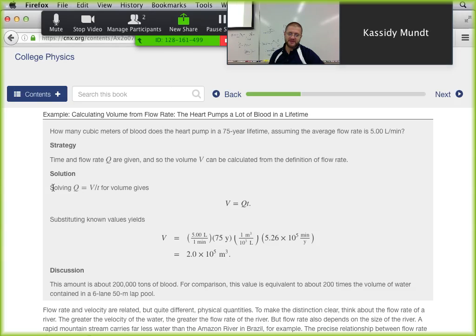About 200 times the volume of water in a 6-lane, 50-meter lap pool. So it's probably about 100 times as much water as in an Olympic pool. It's a lot of blood.